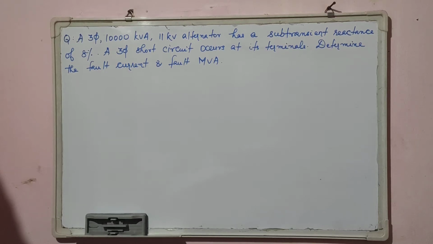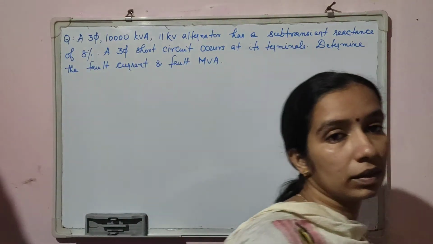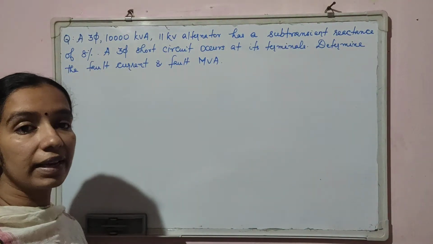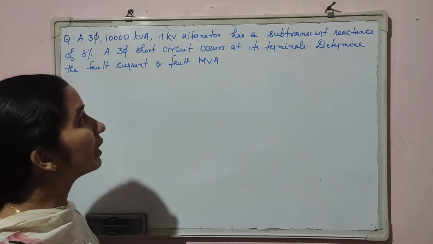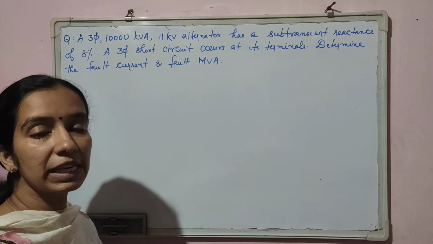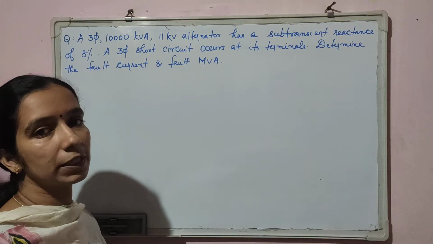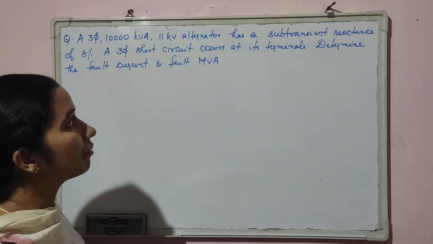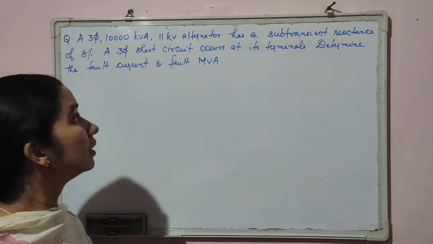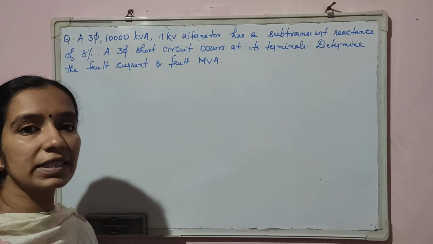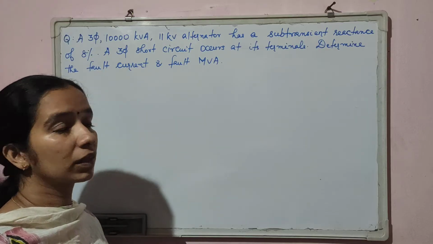Let us solve a problem based on symmetrical fault analysis. The question is, a three-phase 10,000 kVA 11 kV alternator has a subtransient reactance of 8%. A three-phase short circuit occurs at its terminals. Determine the fault current and fault MVA.